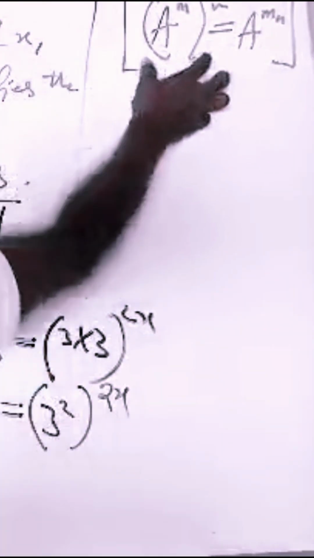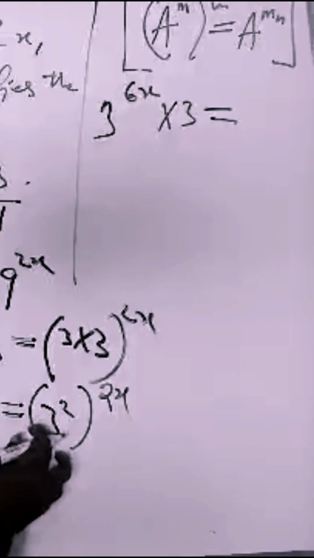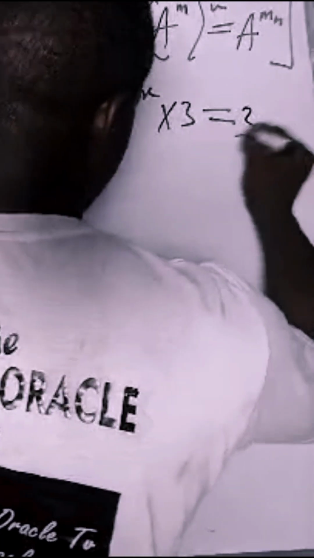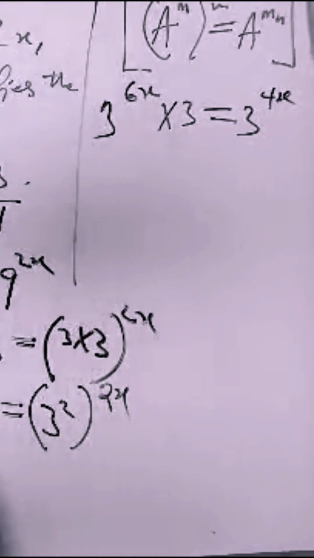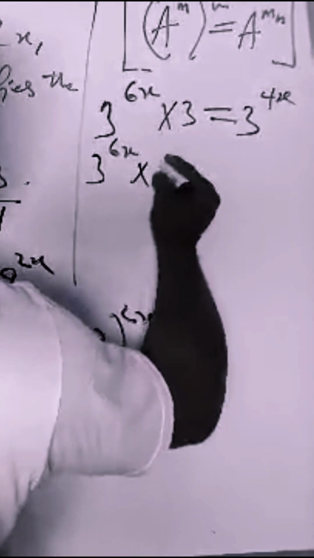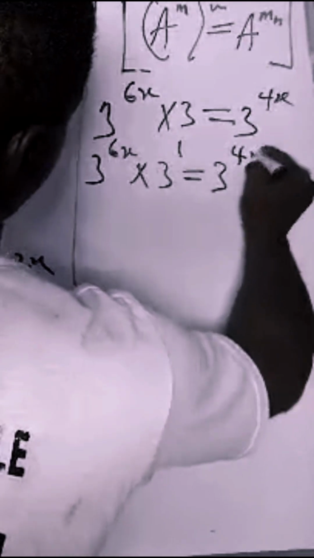And so applying this particular law to this now, we have 3 raised to 2 times 3x, which will give us 6x, times our 3 here, which is 3, and that is equal to 3 raised to 2, closing bracket, raised to 2x, which will give us 3 raised to 2 times 2x, which is 4x. Now let's simplify further. Simplifying further, don't forget, this is as good as 3 raised to 6x times 3 raised to 1, and that is equal to 3 raised to 4x.